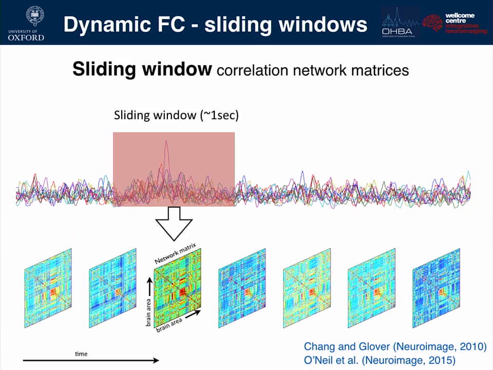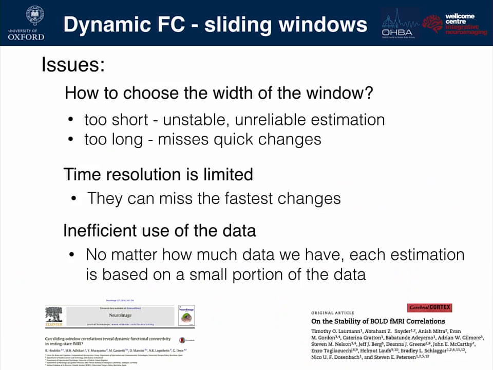So Andrew has been talking about sliding windows, which is a very popular approach. They are easy to understand, which is a benefit. But they are not lacking in issues, as he mentioned before. One of them is how to choose the width of the window. Also, there is an intrinsic limitation in the resolution of sliding windows, because typically you need them long enough, and you might miss quick changes.